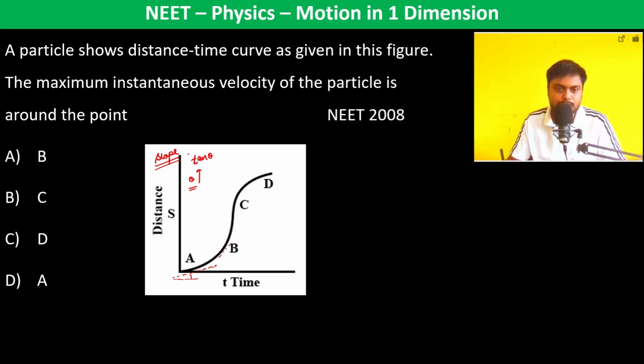At B it's going to be something like this. At C, yes, it is really high, and at D it's going to be like this. So we just have to compare the slope, and as we can clearly see, at C the slope is the greatest, so therefore the answer will be C.